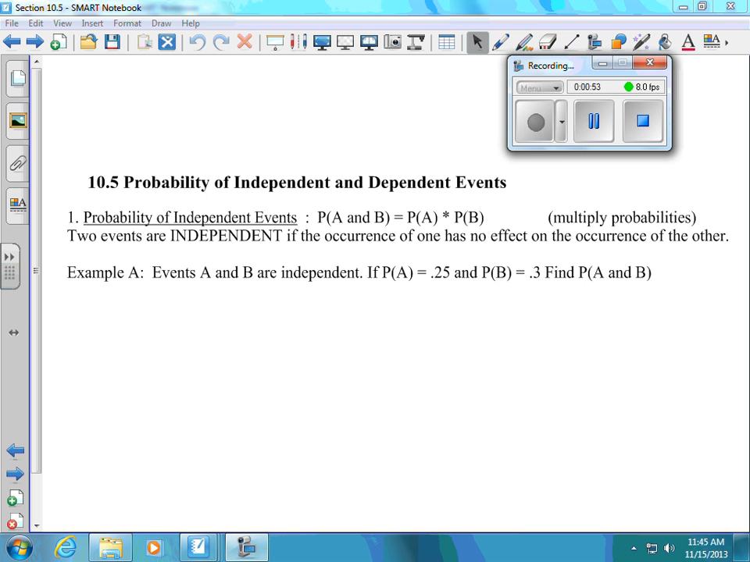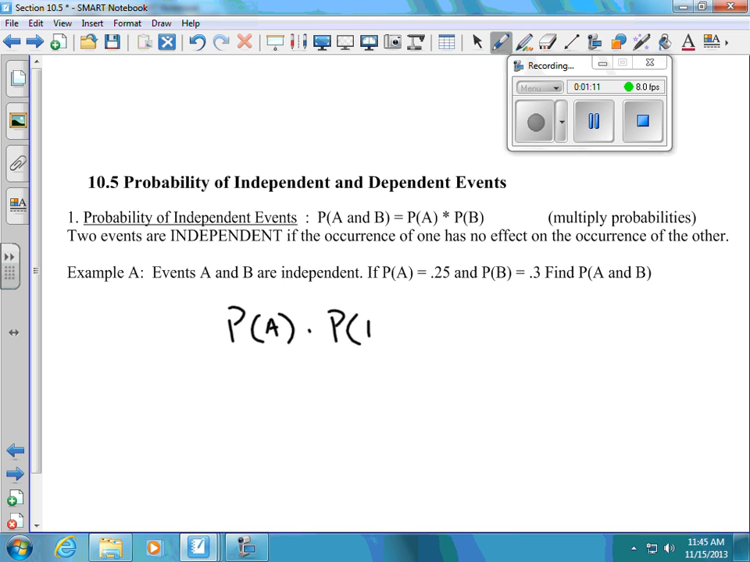So here is an example. Two events, A and B, are independent. If the probability of A is 0.25, and the probability of B is 0.3, find the probability of A and B. Well, if they're independent, then we take the probability of A times the probability of B, 0.25 times 0.3, which is 0.075.